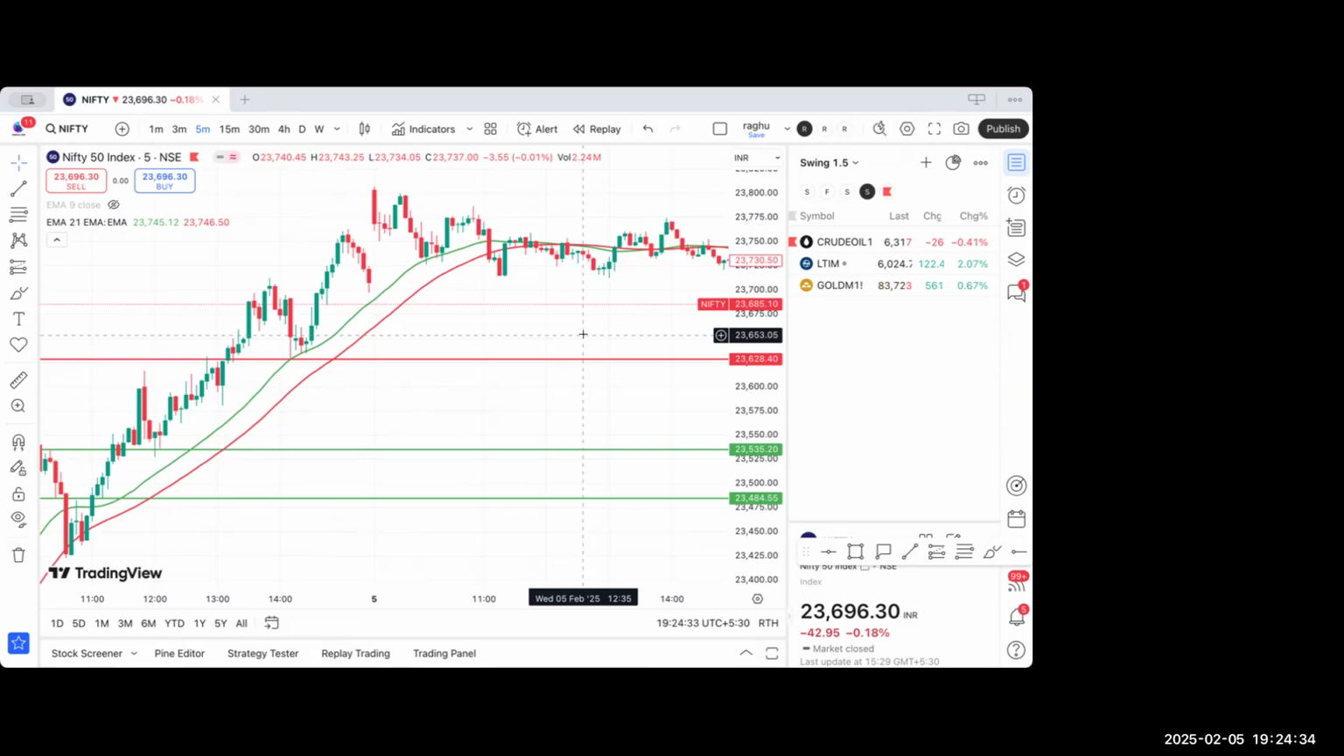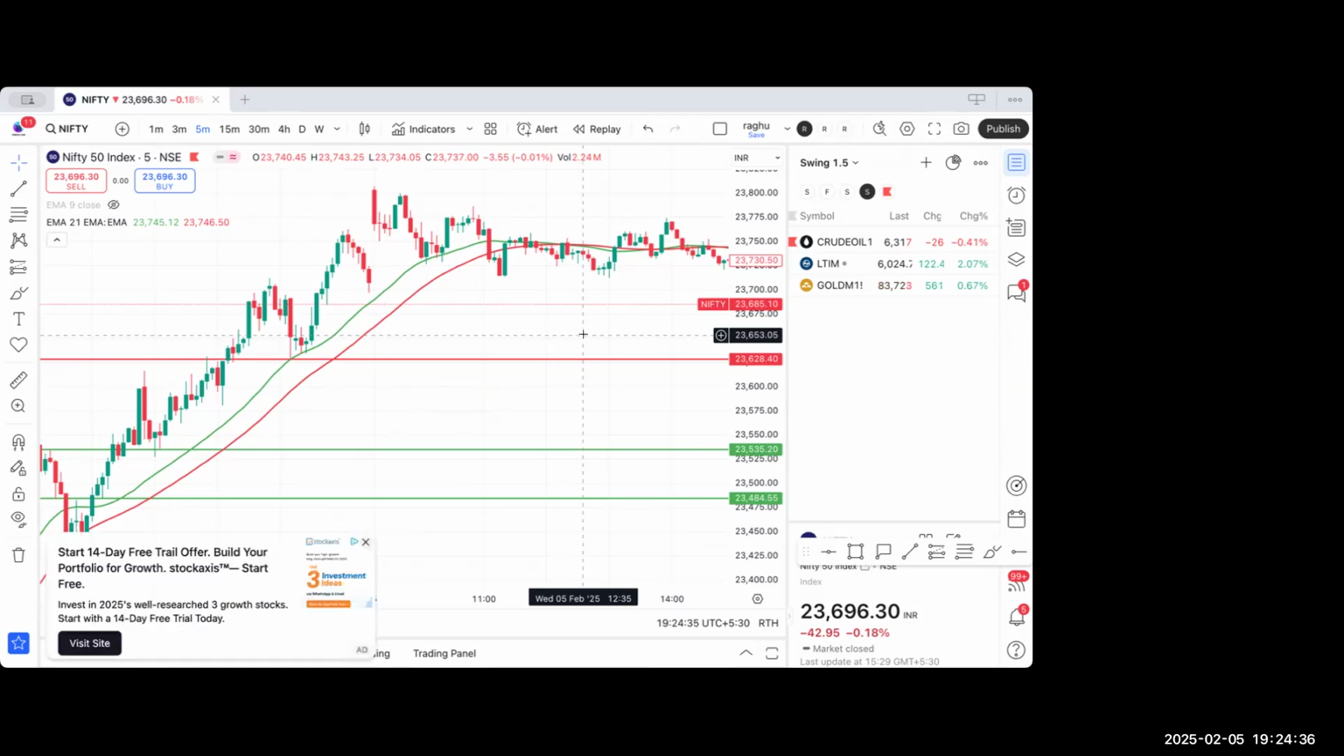Your target might have touched and it came back, or your SL might have got triggered. In a CPR, there are only two possibilities, either target or SL, correct? There is nothing called trailing, how to trail and keep adding the profits to your bucket. That is missing. But in EMA, whenever you're learning this, EMA will help you to keep trailing your profit.